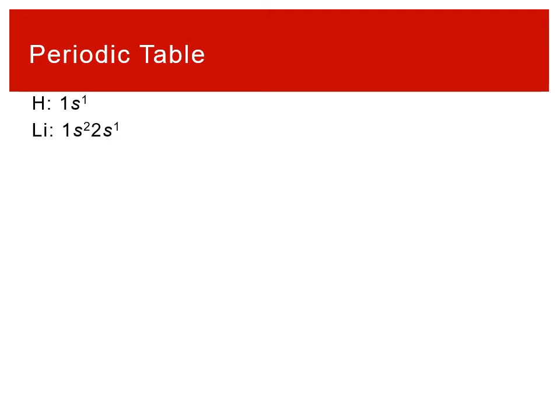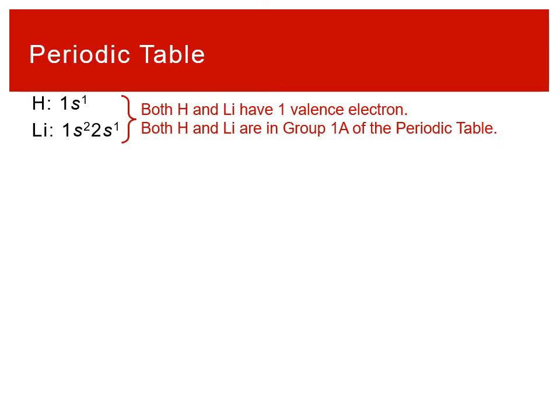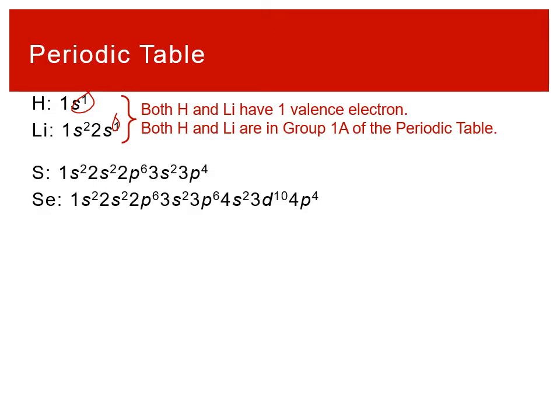So if we look at hydrogen and lithium, 1s1 and then 1s2, 2s1 for lithium. And if we look at the periodic table, these are both in group 1A. They also both have just the single valence electron. That is not accidental. Similarly, sulfur and selenium have 2 and 4, for a total of 6 valence electrons. They are in group 6A of the periodic table.